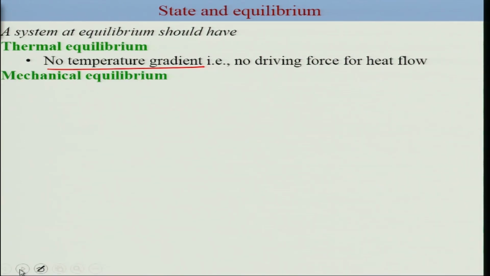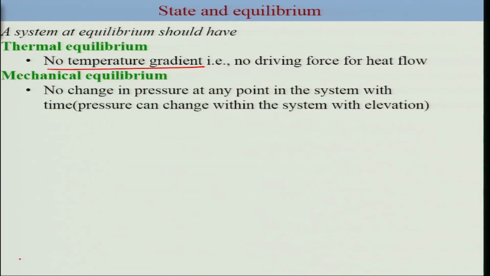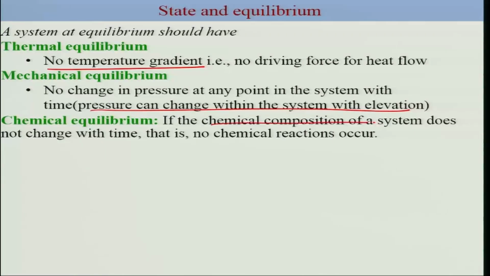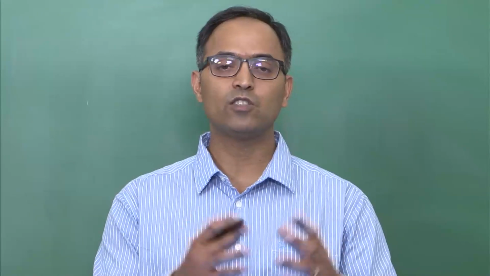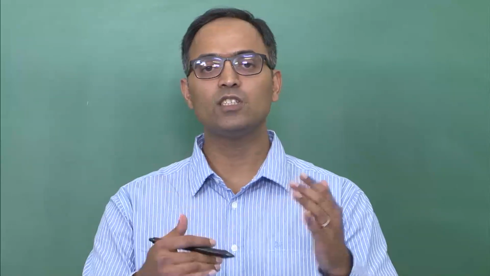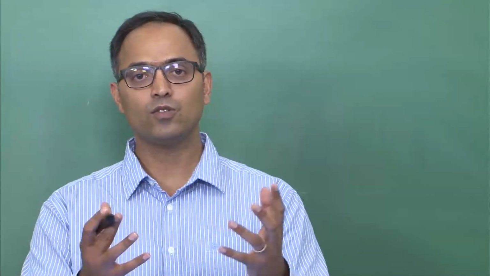Mechanical equilibrium is when there is no change in the pressure with time. So there is no driving force for a fluid to flow. So pressure can change within the system with elevation, but in such a case the forces will be balanced. Then you have chemical equilibrium. If there are no changes in the chemical composition of a system, then the system is at chemical equilibrium. For example, you can consider sugar dissolved in water, and there are no changes in the chemical composition throughout your system, and it will be said to be at chemical equilibrium.